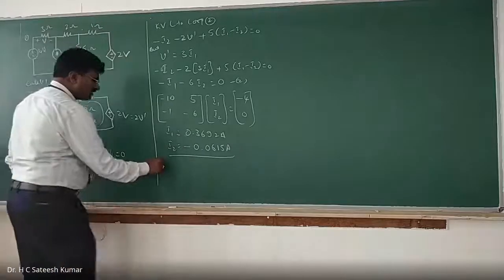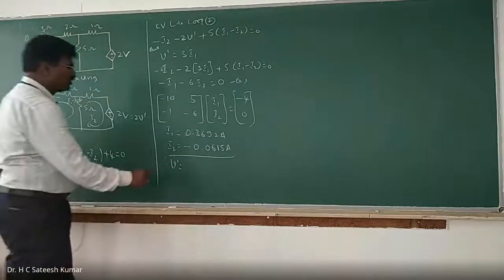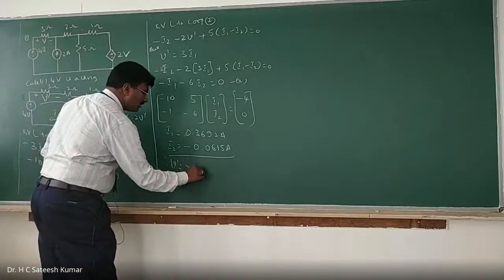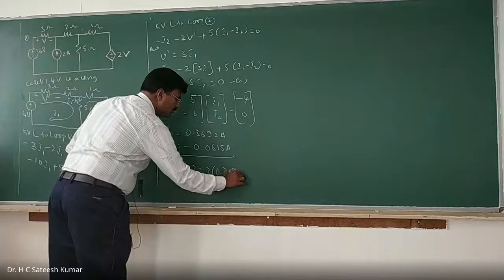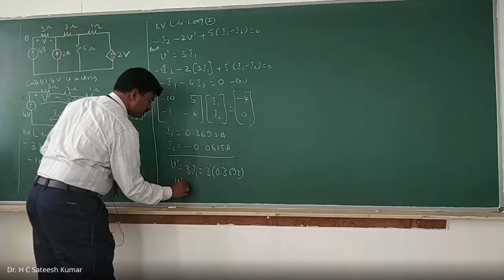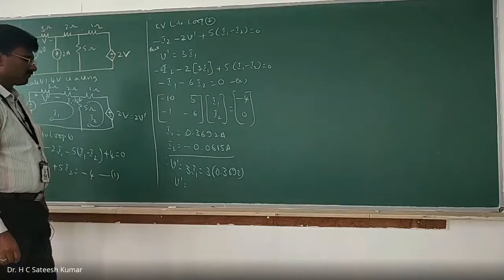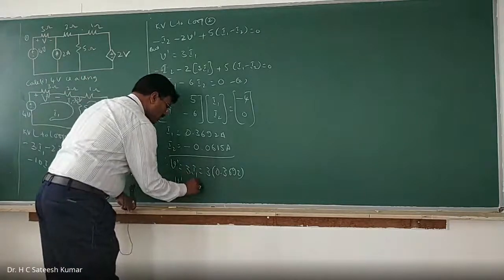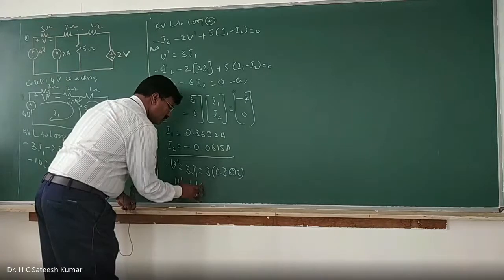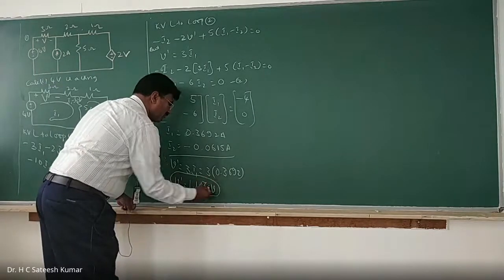Therefore, V dash is equal to what? V dash is equal to 3 into I1, which is 3 into 0.3692. How much is that? 1.1076 volts. So we got V dash.